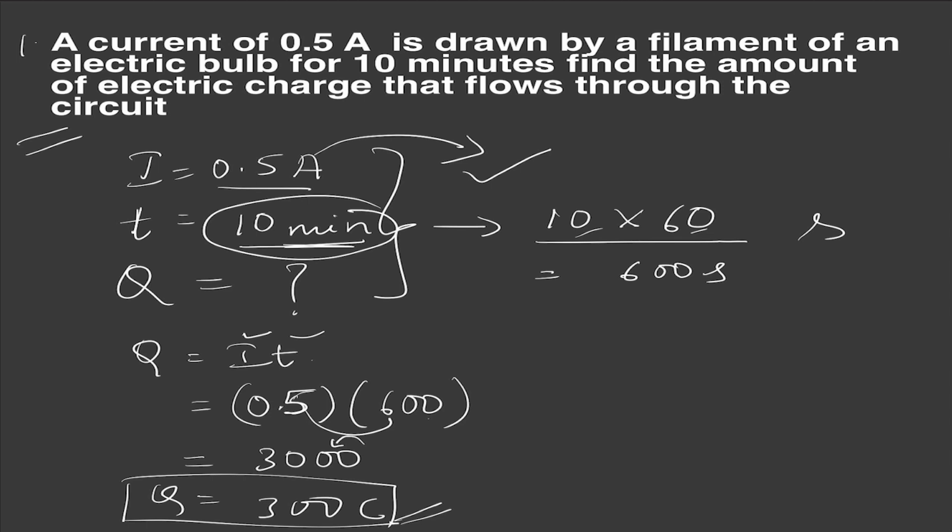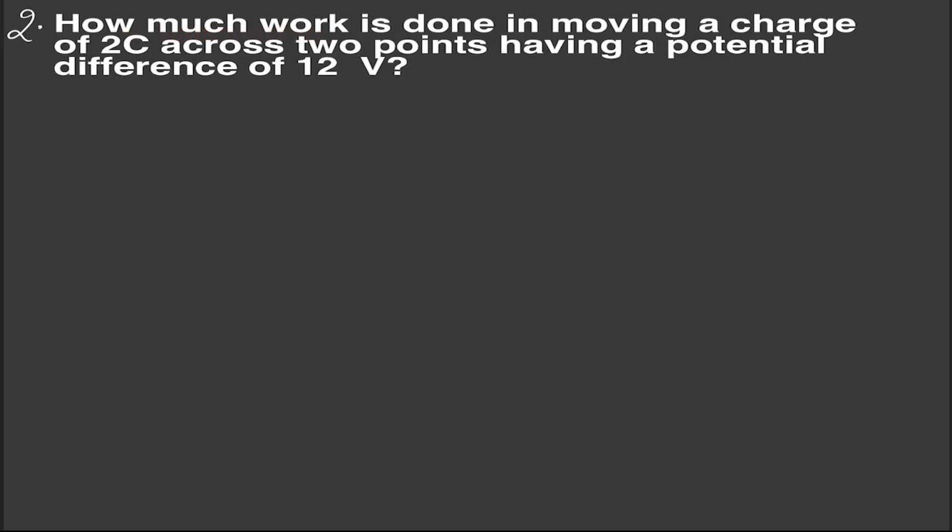Coming to the next problem. How much work is done in moving a charge of 2 coulomb across 2 points having a potential difference of 12 volt? We are supposed to find the work done. First let us write the given parameters. It is charge that is given as 2 coulombs and the potential difference given as 12 volt.